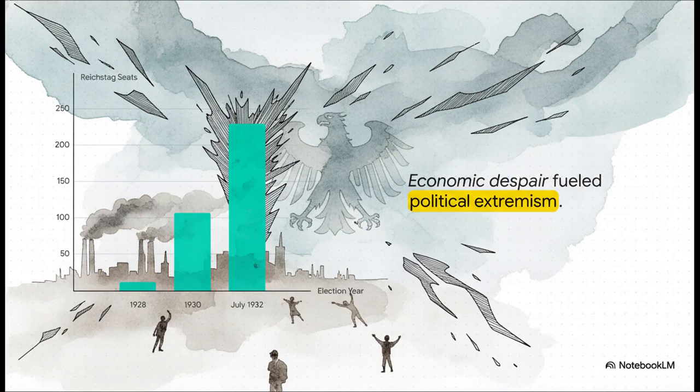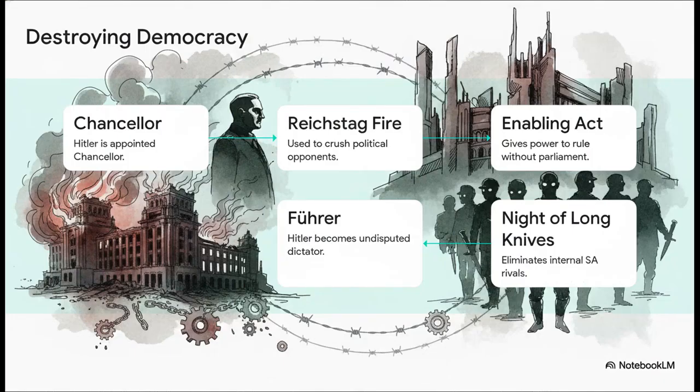And this chart, wow, this just illustrates the story perfectly. Just look at these numbers. In 1928, before the Depression really bites, the Nazis are a tiny, almost irrelevant party. They've got just 12 seats in the Reichstag. 12. Then look at 1930. Just 2 years into the crisis, they've jumped to 107 seats. By July 1932, they're at 230 seats, making them the biggest party in Germany. I mean, you couldn't ask for clearer evidence of how economic despair just poured fuel on the fire of political extremism.